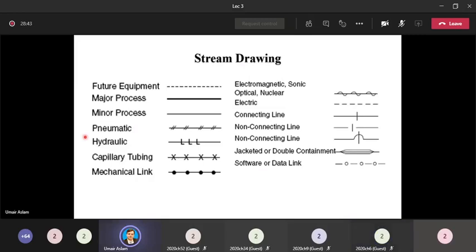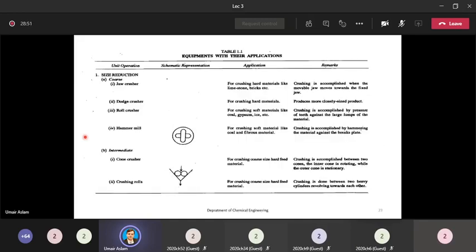Hey, shall I move forward? Yes, sir. Yes, sir. Okay, then comes the section in which we will see various types of equipment which are present in a chemical process.